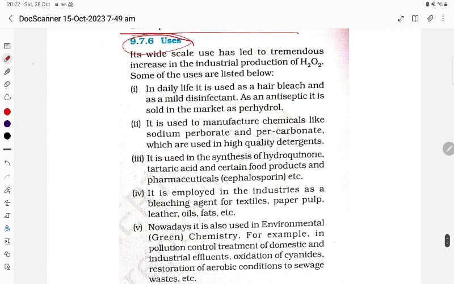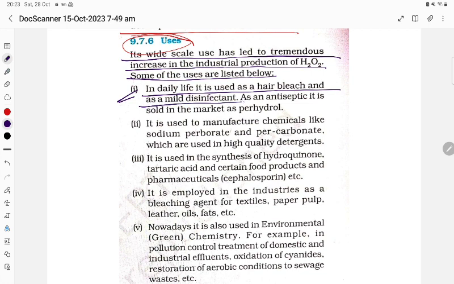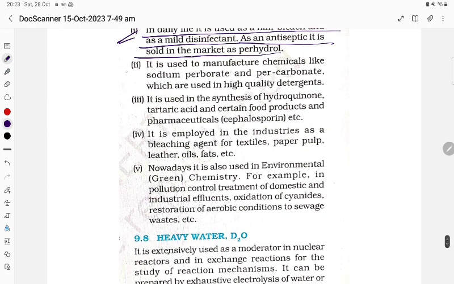What is the usage, students? Its wide-scale use has led to a tremendous increase in the industrial production of H2O2. First, in daily life it is used as a hair bleach, as a mild disinfectant and as an antiseptic. It is sold in the market as perhydrol.